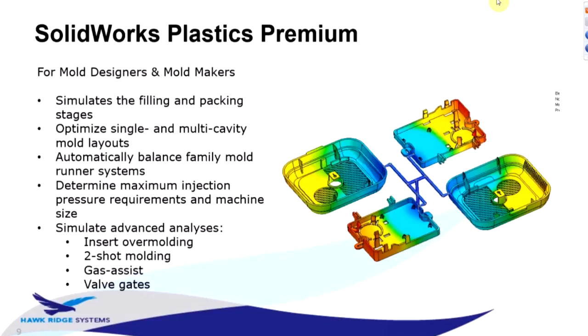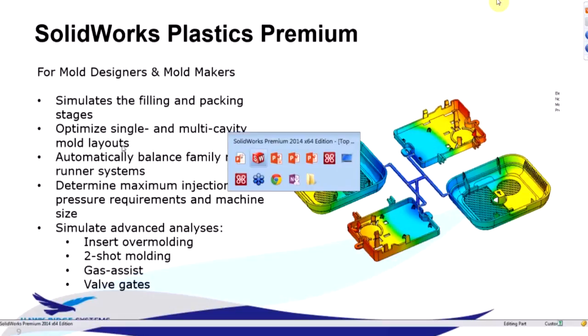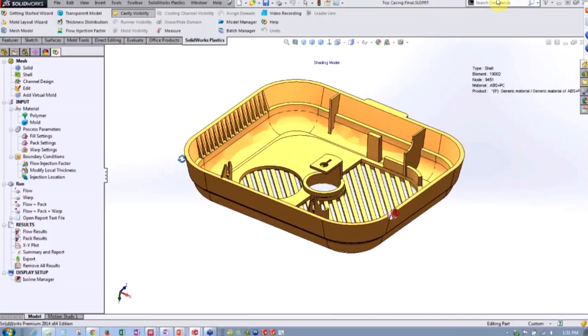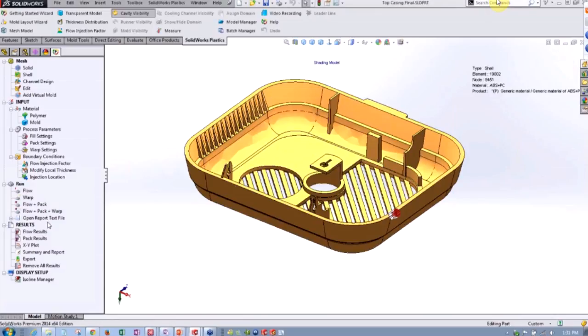So we get everything that we get from the professional level in the Premium version, but now we can simulate packing, I should say, and a number of other things. So let's just take a look at this packing results. We're really just setting up some parameters for packing, things like the hold pressure time and the cooling time. Once we set that up and run, we get our results.